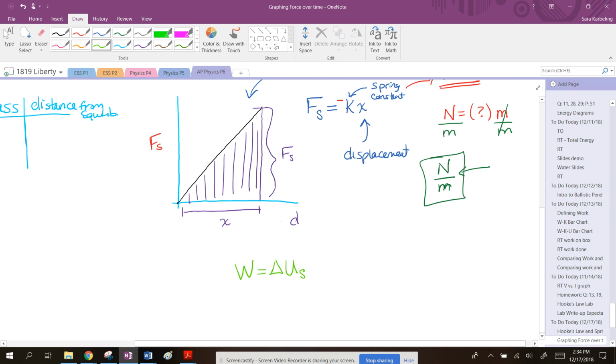All right. So how do I find the area of this thing? One half times base times height, right? It's just a triangle. So it's going to be one half. Our base is X, and our height is Fs.